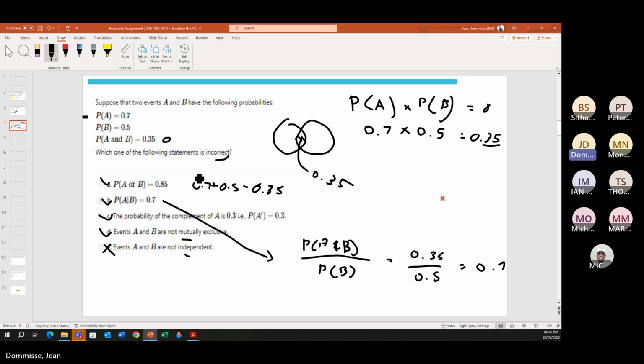Okay, C, the complement. 1 minus the probability of A will give you the complement, which is 0.3. So the complement is always 1 minus what the probability of A is. So 1 minus 0.7 is equal to 0.3. Cool. Any other questions on the probability set?